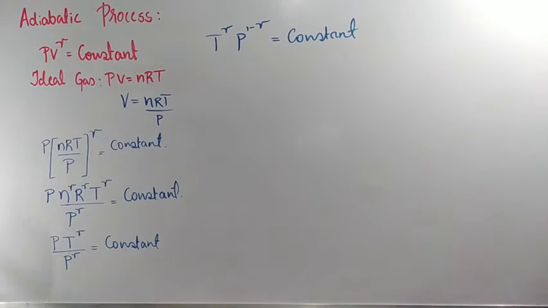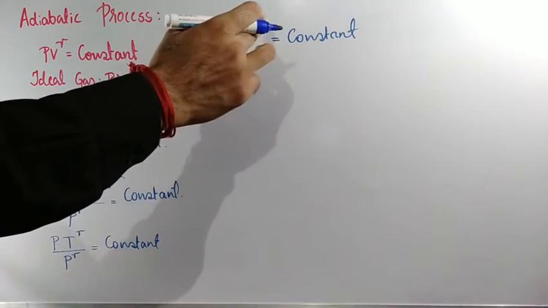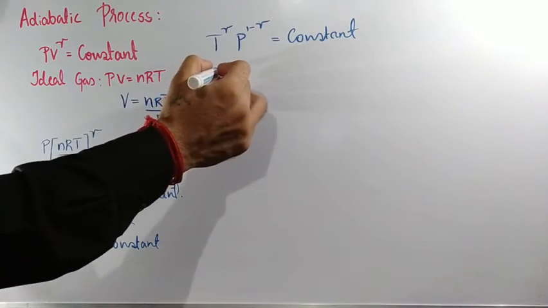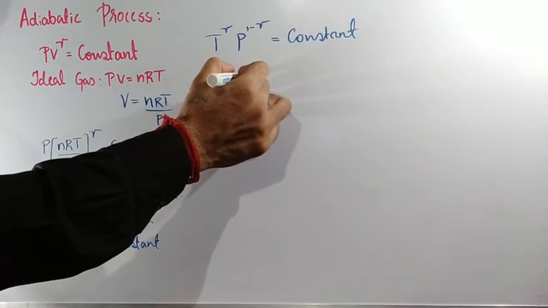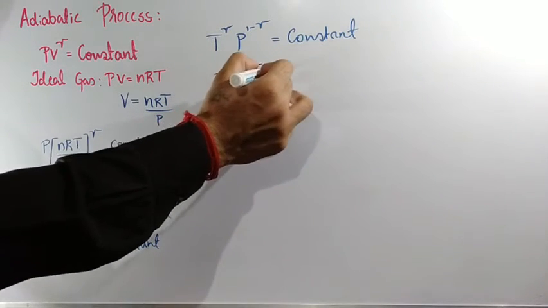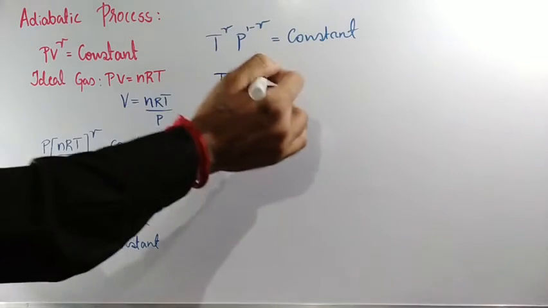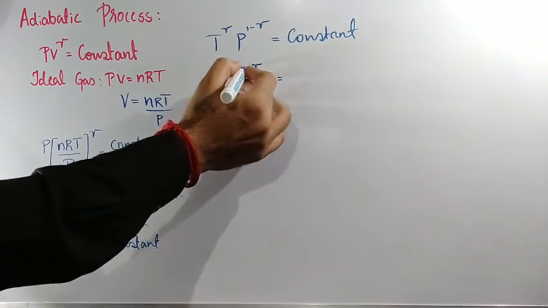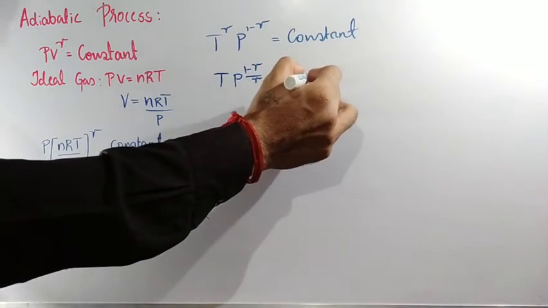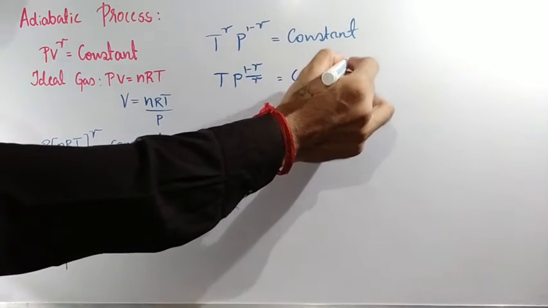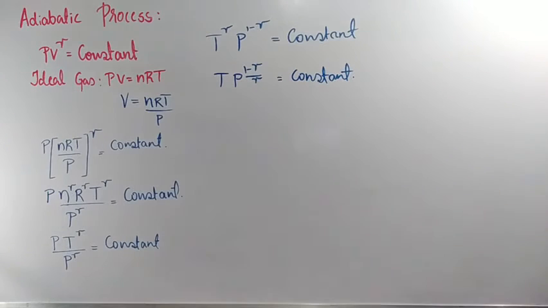This is one more general equation for the adiabatic process. If you want, you can get one more equation by raising power 1 by gamma on both sides, so this equation turns out to be T P power 1 minus gamma by gamma is equal to constant value. Clear? So these are different formulae written as equations of the adiabatic process.